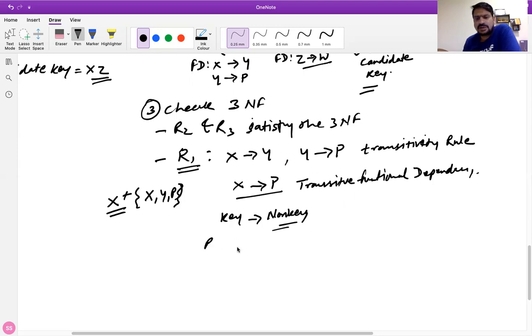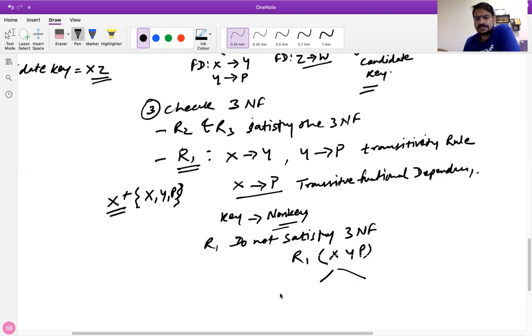So R1 does not satisfy third NF. So what we have to do is this R1, which is X, Y, and P, should be split into R11 and R12. In R12, we can put Y and P, because of this we are getting the issue, and X and Y go in another table.